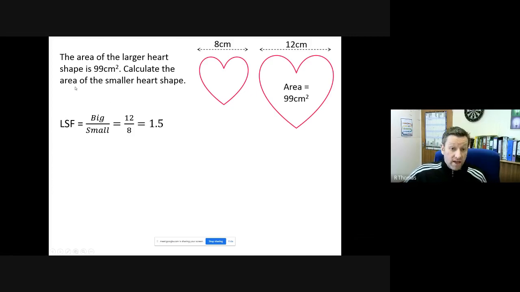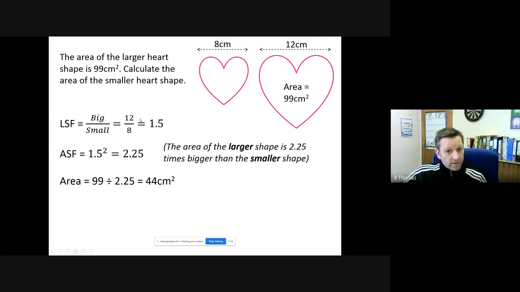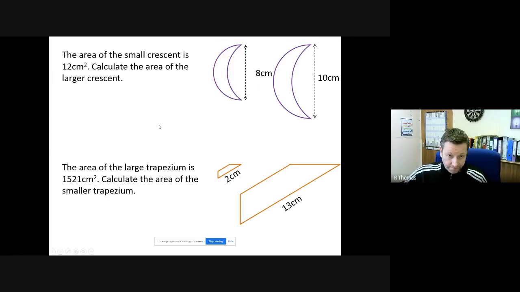I need to know the area. So I'm going to square that to get the area scale factor. 1.5 squared is 2.25. Now this time we're trying to find out the smaller area. So I'm going to get that 99, and instead of timesing by the 2.25, I will obviously divide by the 2.25, and it comes out as 44 centimeters squared. Okay, hopefully no problems there.